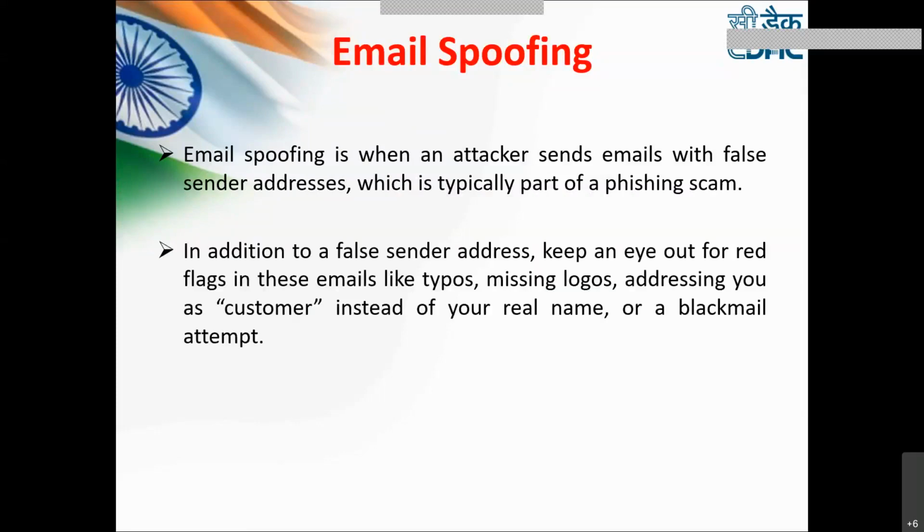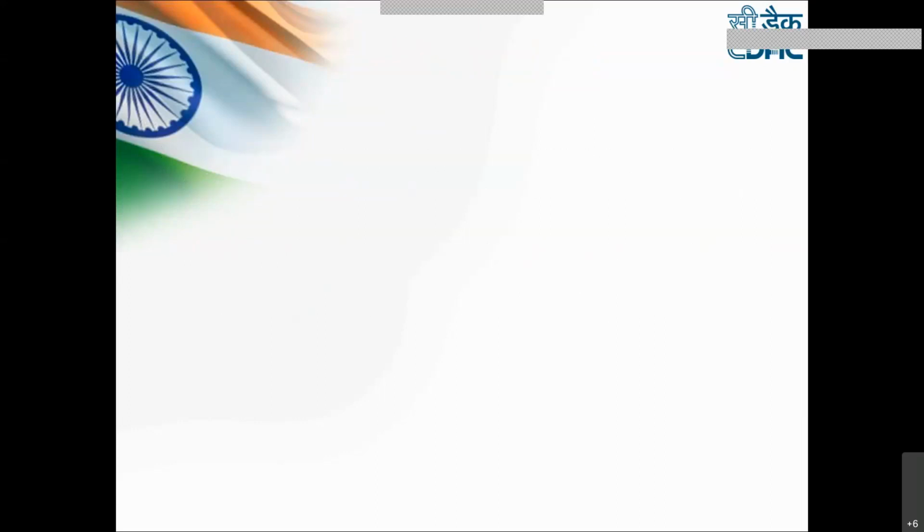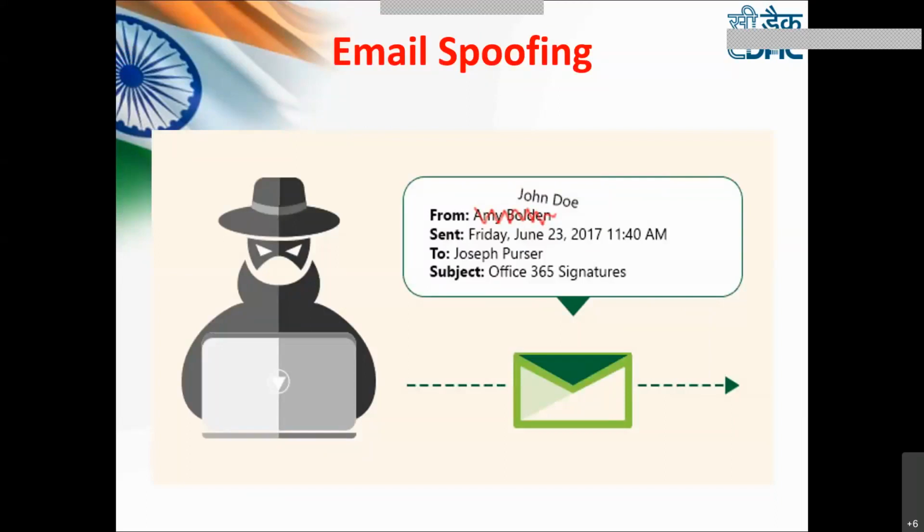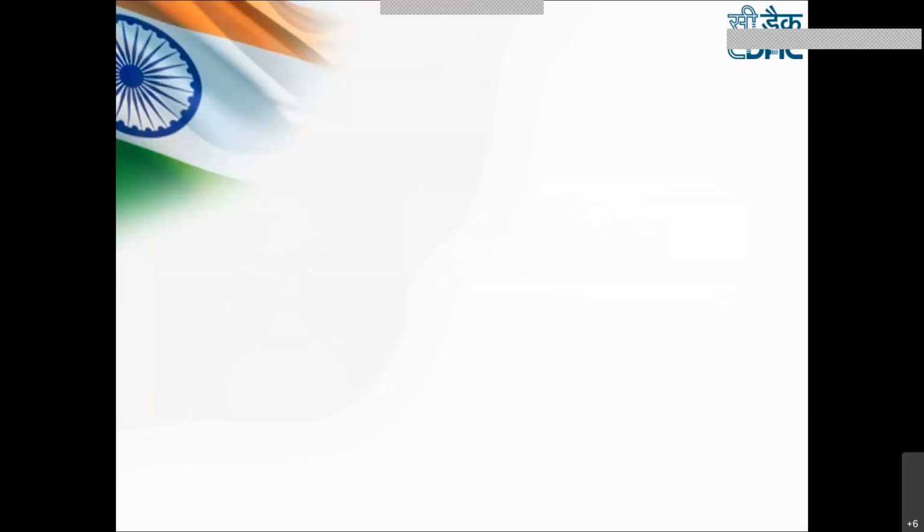In addition to a false sender address, keep an eye out for the red flags in these emails. There could be typos, missing logos, addressing you as customer instead of your real name, or a blackmail attempt. In phishing mails, the sender would be some hacker, but he will try to impersonate that particular company's employee, and he will send the mail to basically get the credentials out of your systems, or try to hack into your networks.